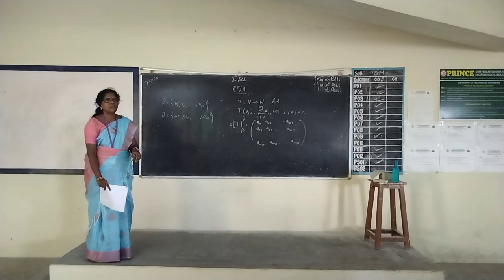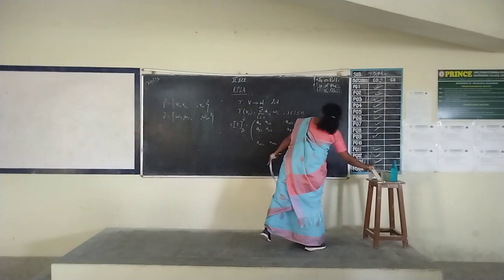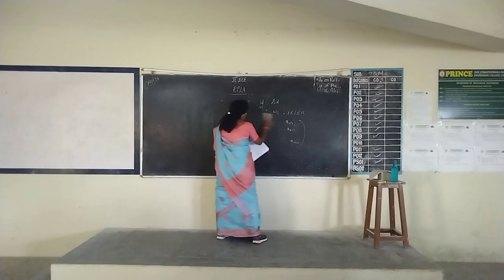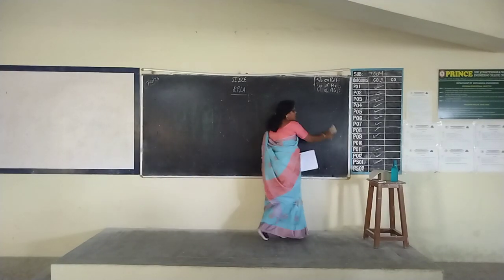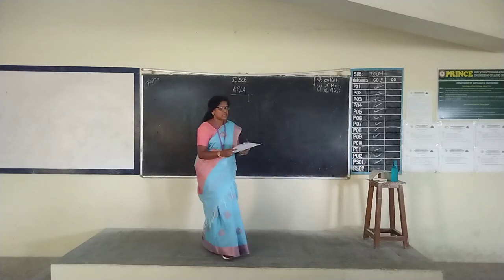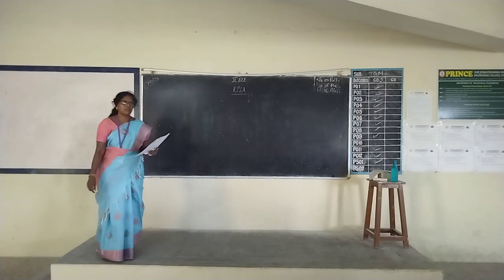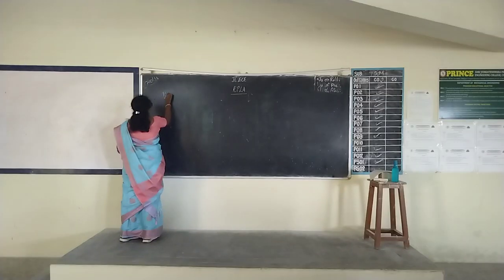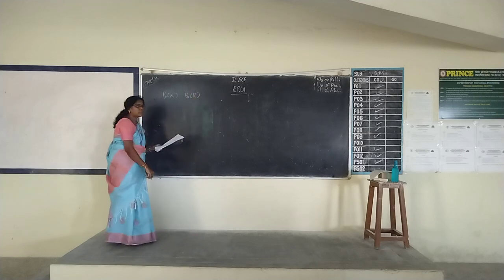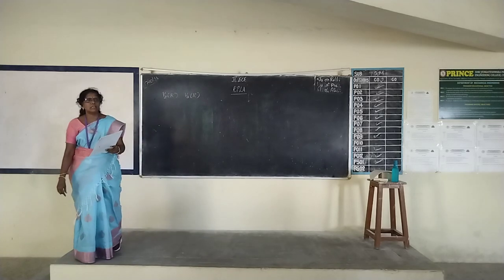Shall I start with the problems then? Any doubt? First one. Let beta and gamma be the standard ordered bases for R2 and R3 respectively.